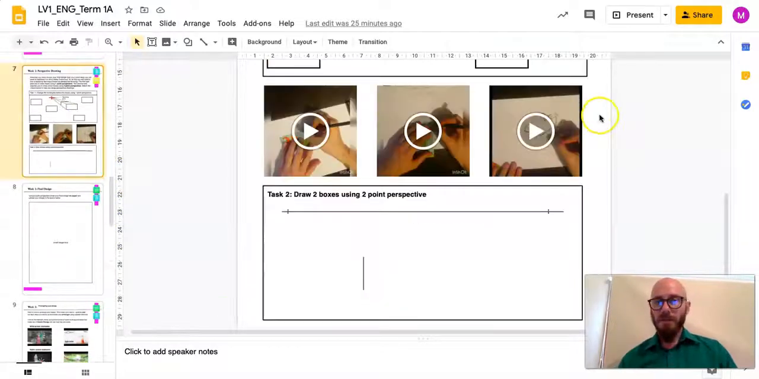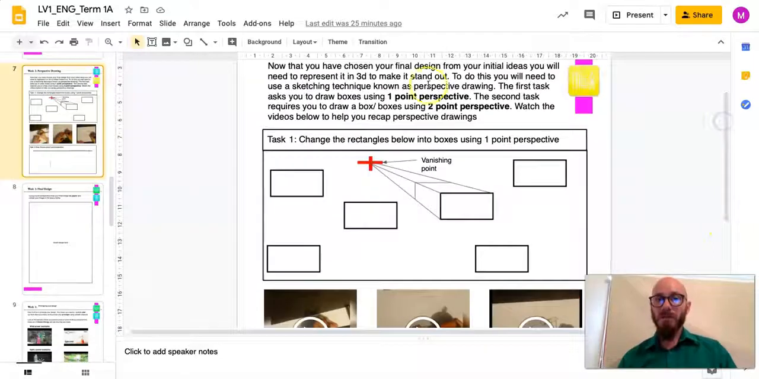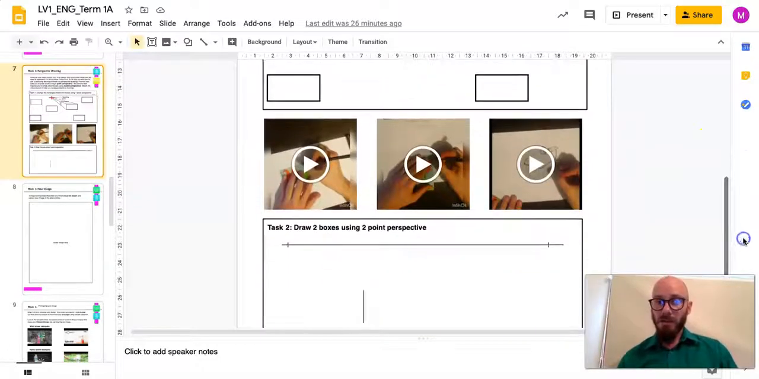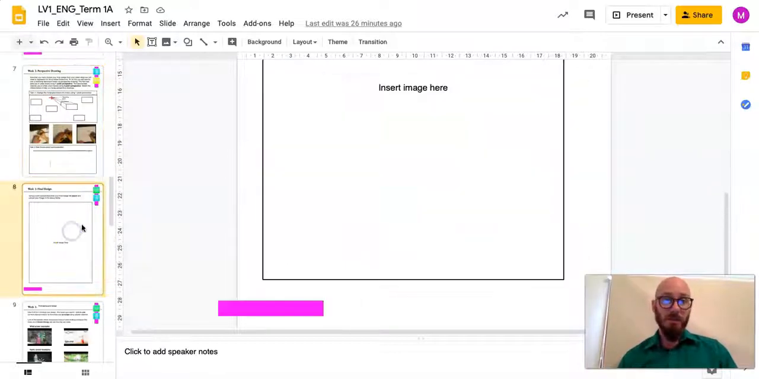Then once you have your final design chosen, you're going to be looking at 3D sketching techniques using 1-point and 2-point perspectives, and completing the tasks here and here, and watching the videos as you see fit. They're really good videos actually to help you with your sketching techniques and your practice.